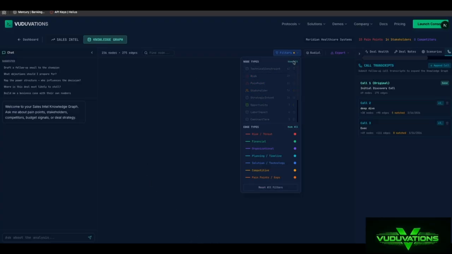How do you find exactly what's threatening your funding? Well, toggling 8 node types lets you isolate specific deal dimensions. Turn off everything except stakeholders and budget to instantly see who controls the money. Then pop risks back on to see what threats sit directly between your champion and that funding.